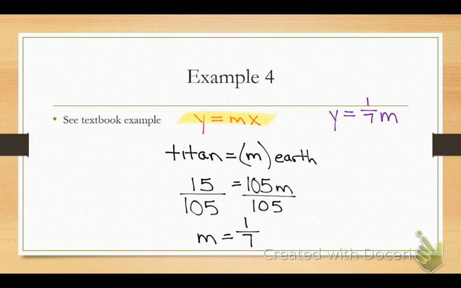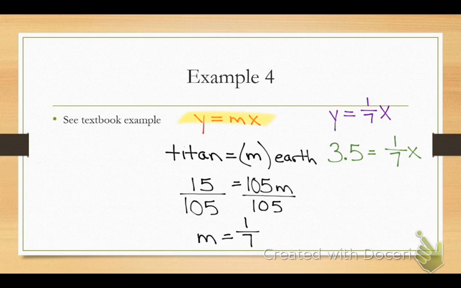All right, so now letter B says, how much would a chunk of ice that weighs 3.5 pounds on Titan weigh on Earth? Okay, so the 3.5 pounds on Titan, I substitute in for y. That's the Titan value. Equals some value on Earth. Oh, I'm sorry, that should have been an x, not an m. 1/7 was m. 1/7 times x.